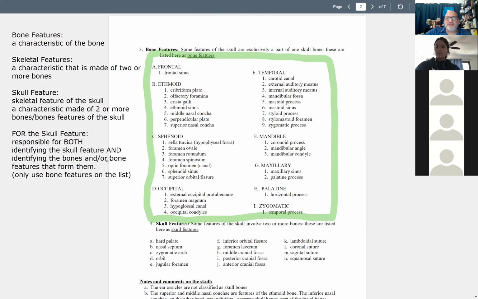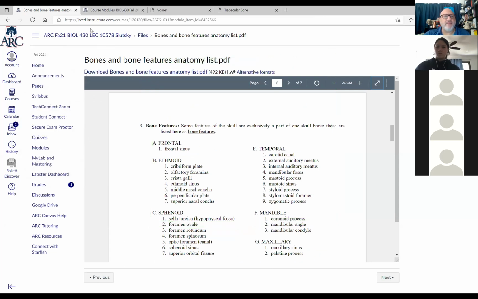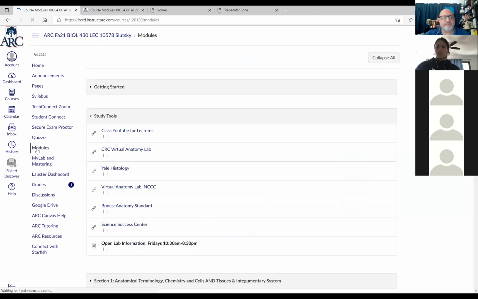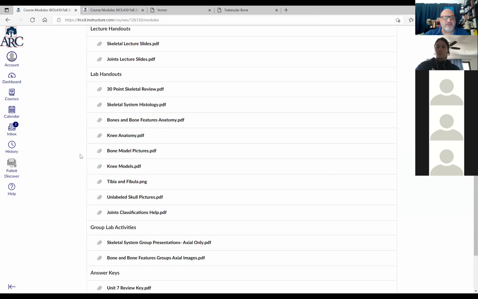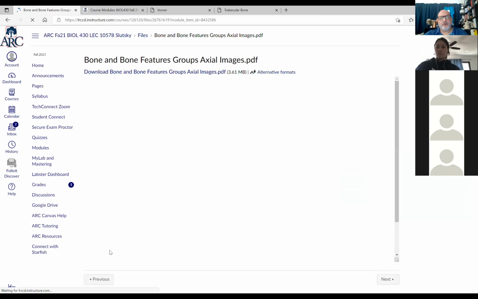Now, do you have these bones sitting at home with you? No, of course not. But there are plenty of places where you can go to get the pictures of them. I've made this incredibly simple for you. I have to erase all this stuff now, and we go back to our modules. Notice in our modules under the group lab activities, there are some images for the axial bones.